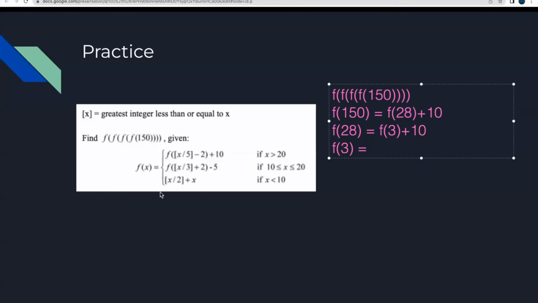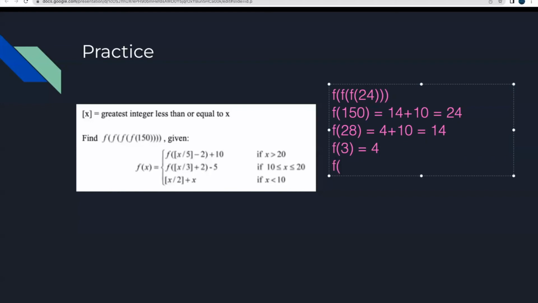3 is less than 10. And so we can just directly use this last statement here: the floor of 3 divided by 2, plus 3. This will be 1, and this will be 4. And then you can replace this with 4, solve for it, you get 14. And then, oh, I see, hang on, we're not there yet. Getting a little bit ahead of myself here. We replace that with 14, solve, get 24, replace this with 24, and now we have to solve for the next one.